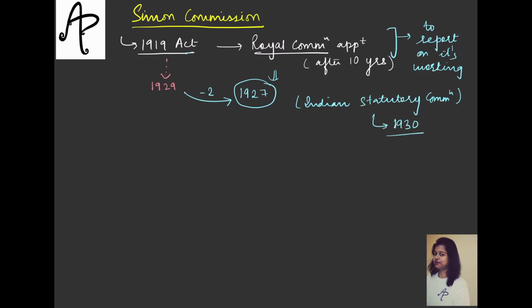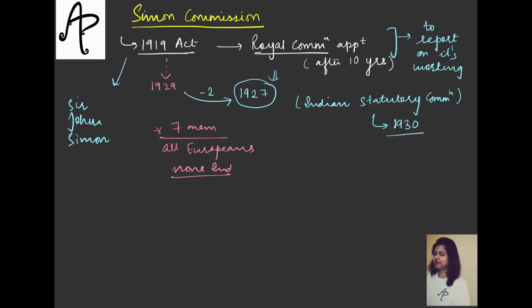What all things were related to the report, wo sab to modern Indian history has to take care of. But for the time being, understand about it. Now, this commission was actually chaired by the person known as Sir John Simon, and therefore it was known as the Simon Commission. This is one thing that you will remember. Apart from that, it was a 7-member commission, and all were Europeans, none Indians. ठीक है, all white commission इसको बोलते हैं, because all were Europeans and none of the members were Indians.